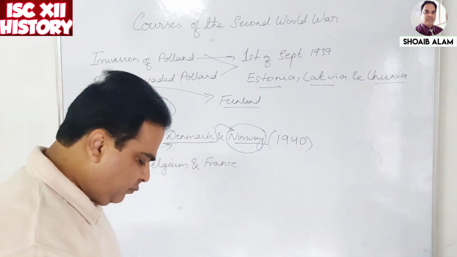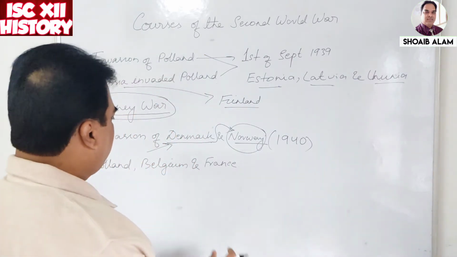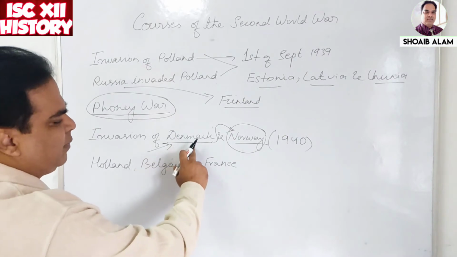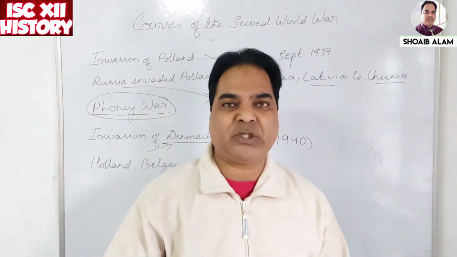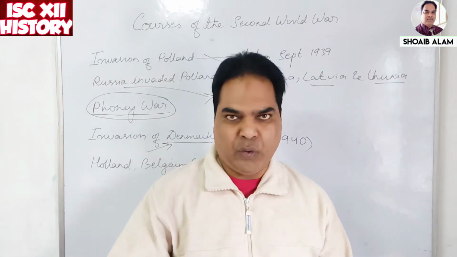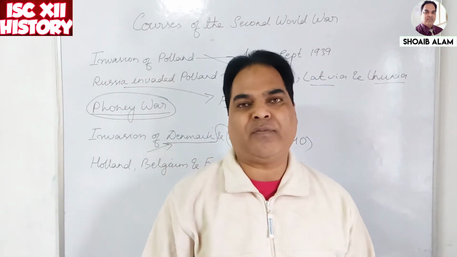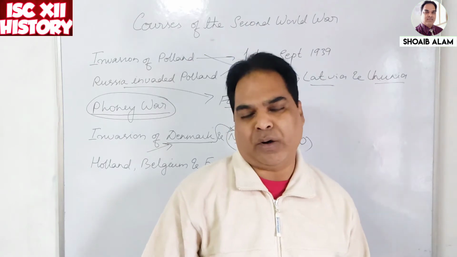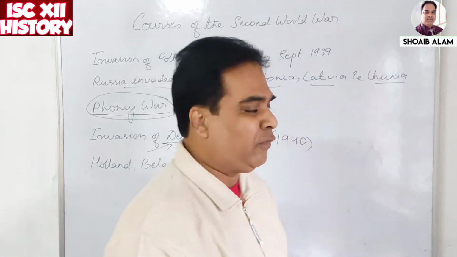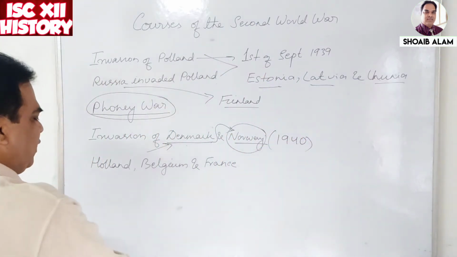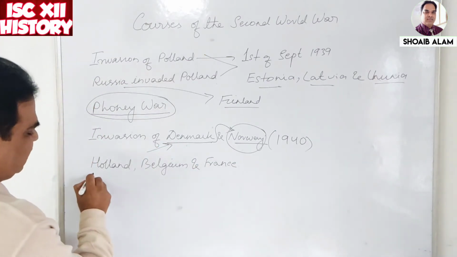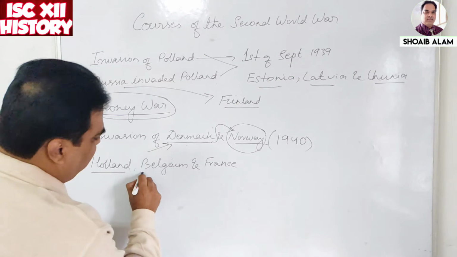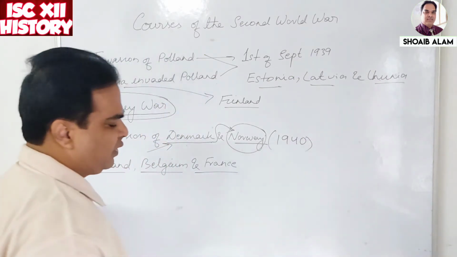Okay, so after attacking Denmark and Norway, Germany now had access to iron ore as well as the bases of these countries. Now Germany could utilize them for their further attacks. So next, after Norway, they decided on Holland, Belgium and then France.